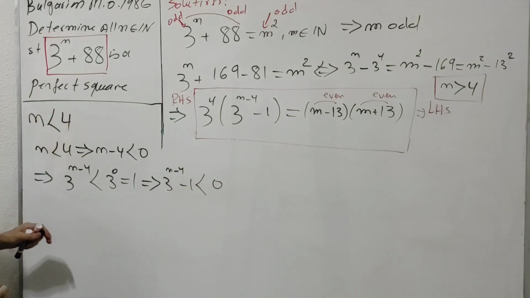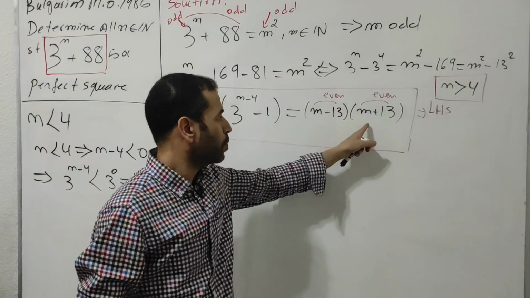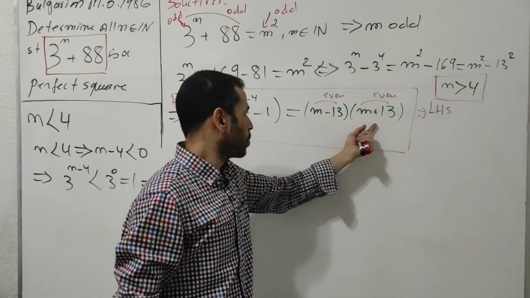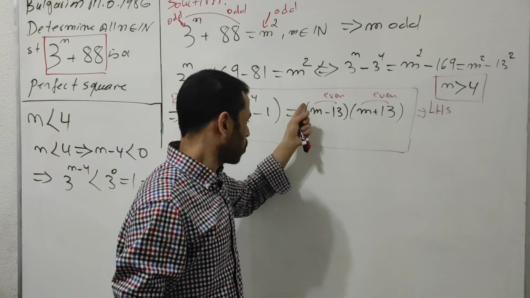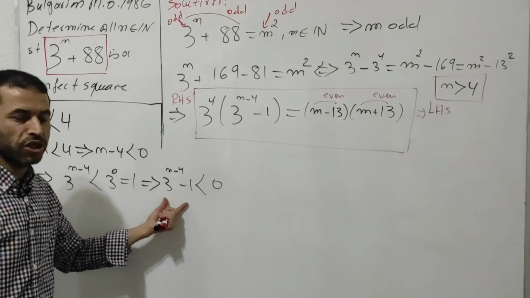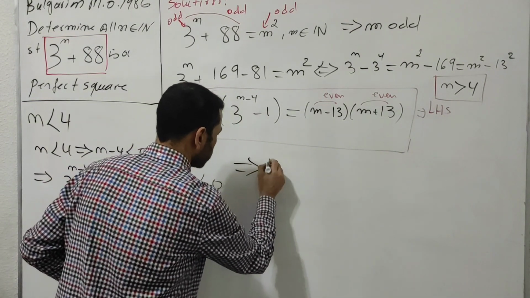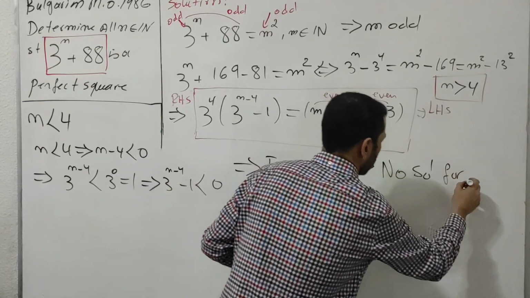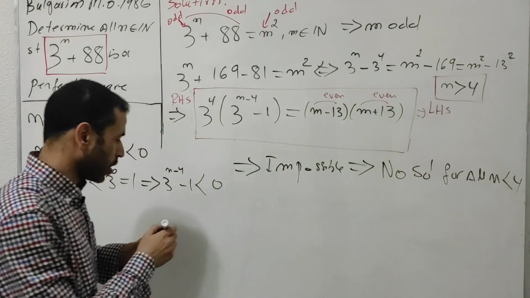Okay, that means this term is negative, but we know m plus 13 is a positive number. So since this is positive, that means m minus 13 is positive as well. So the right hand side of this equation must be positive, but we found the left hand side of this equation is negative. So we have a contradiction. This is impossible. What does that mean? That means no solutions for all n strictly less than 4. Let's check the last case.